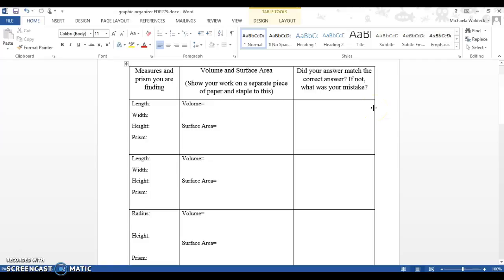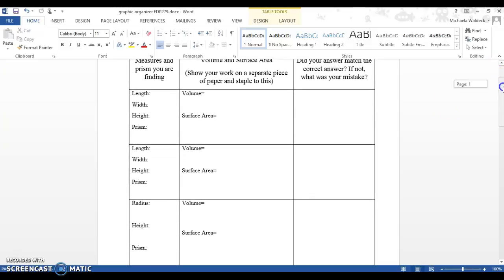So, next box is, did your answer that you got match the correct answer? If not, what was your mistake? It's helpful because students need to realize where their mistakes were made. Otherwise, they could continually make those mistakes. It's one thing to say oh, I got it wrong, let's move on. Students need to realize why they got it wrong, because that's how they're going to learn from their mistakes. Even if it's simple, like you need to put parentheses around something in the calculator, they need to know that.